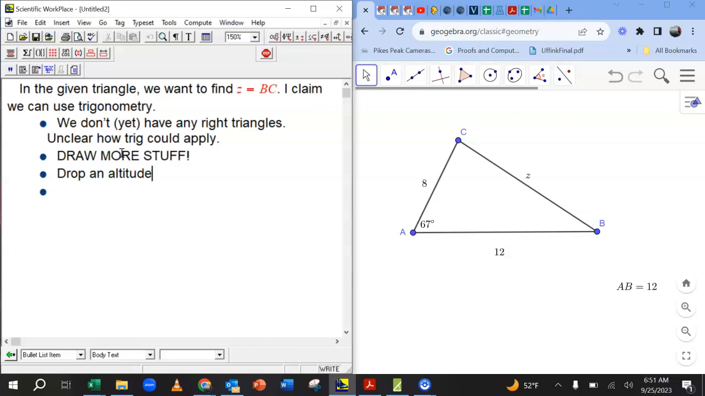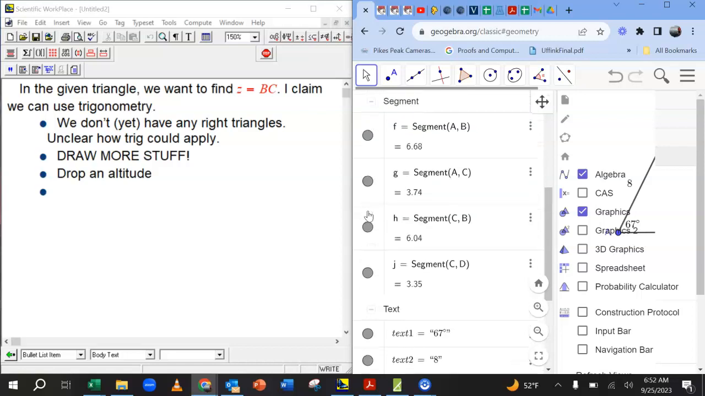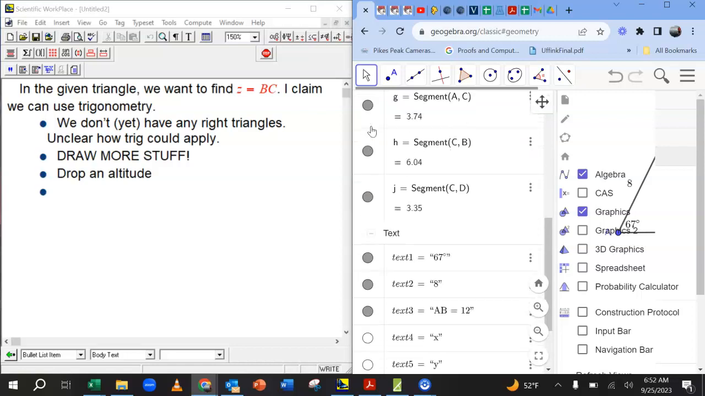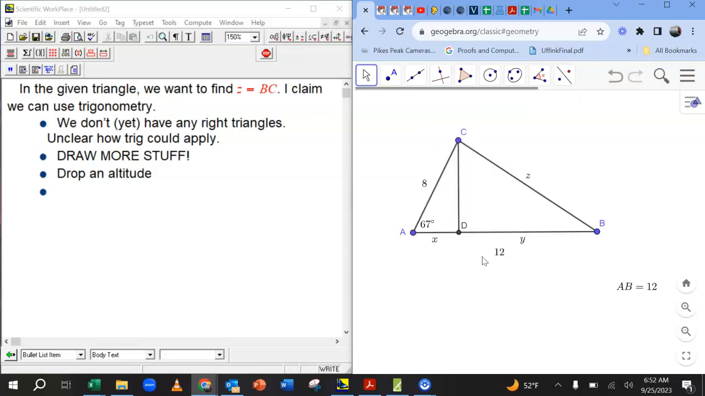Now, there's 3 altitudes we could in principle take from any one of the 3 vertices, but we're just going to see that dropping an altitude from C is your best bet. Now, I already have those made up, so I'm just going to activate the appropriate things. Okay, so now I've dropped an altitude down to D. This is a right angle here. So I've got a right triangle ACD, a right triangle BCD, and I've gone ahead and labeled the 2 parts of that AB side. AD is X and DB is Y.